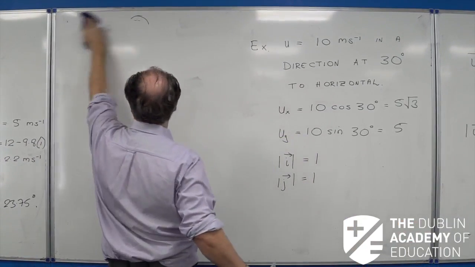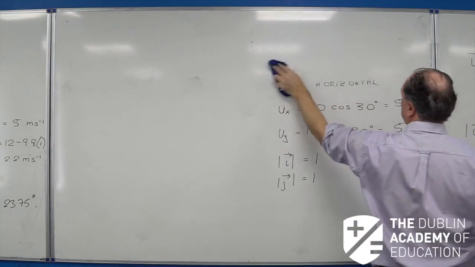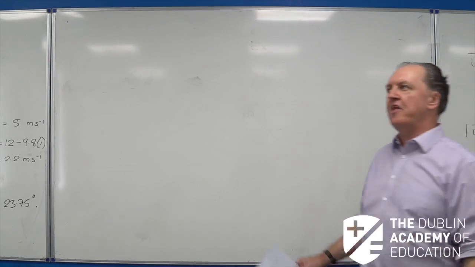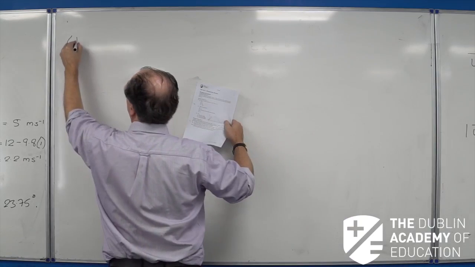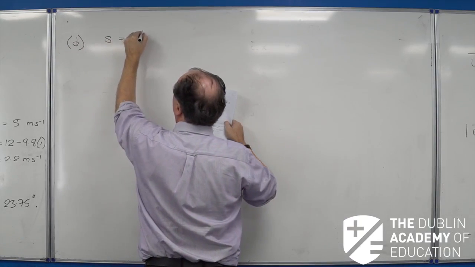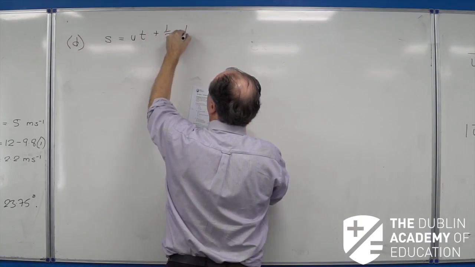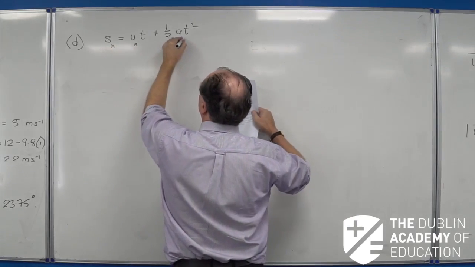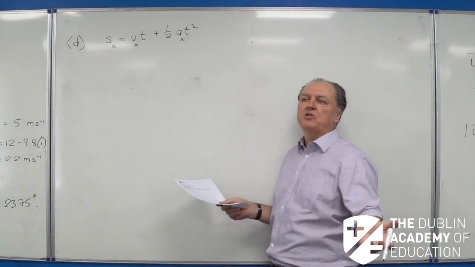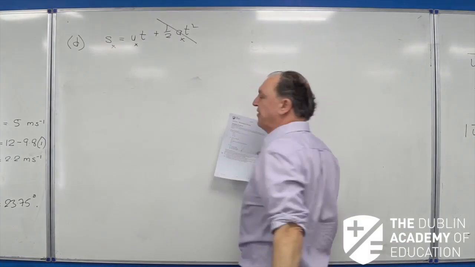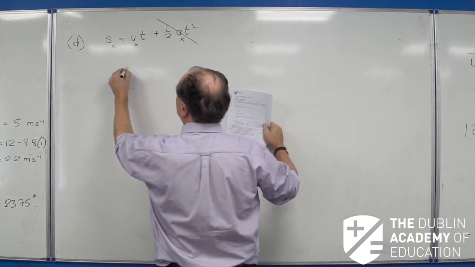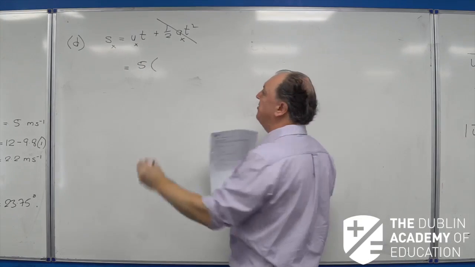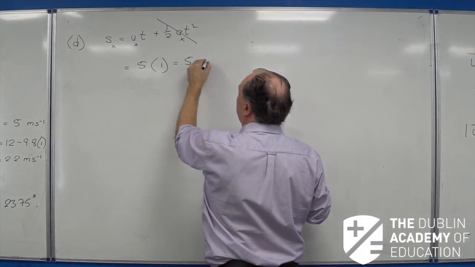Moving on, they're asking me to find Sx and Sy. Well, you know the formula for S is equal to ut plus a half at squared. So I'm going to apply that in the x direction and the y direction. So in part D, S equals ut plus a half at squared. Could apply that in the x direction. And of course you know this already, don't you? That when you're dealing with horizontal planes, ax is 0, so I can more or less forget about that last term. So Sx is equal to ux, which is 5, by, we're talking about after 1 second, so I get 5 meters.